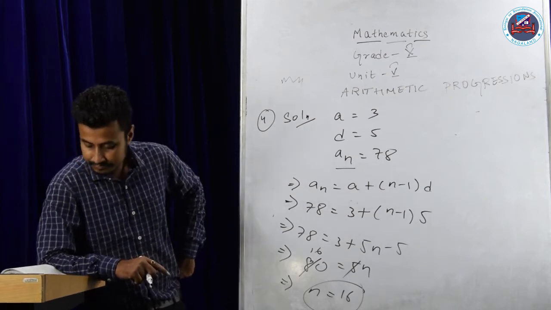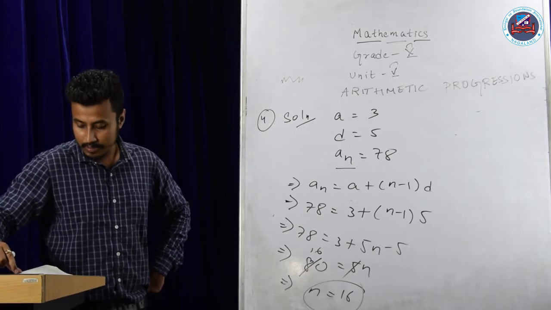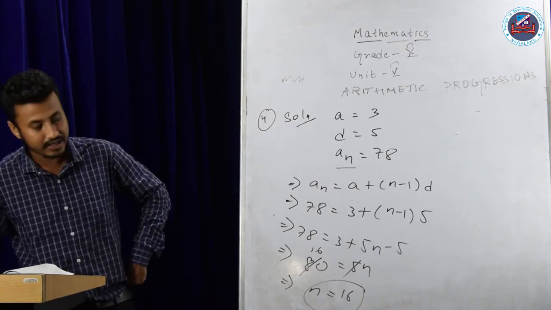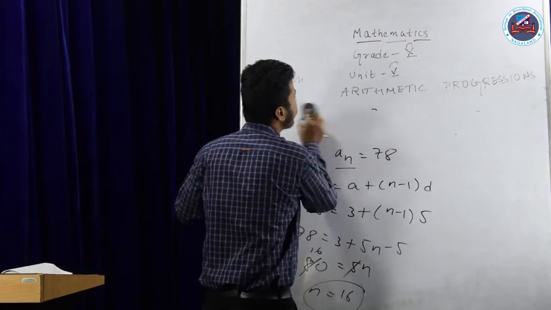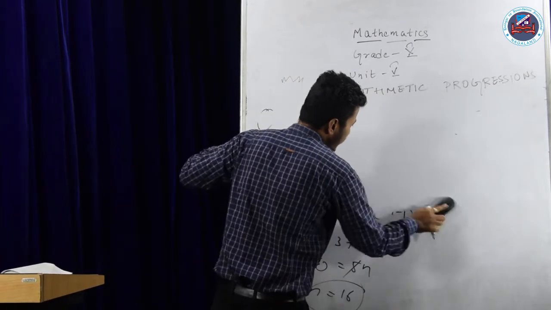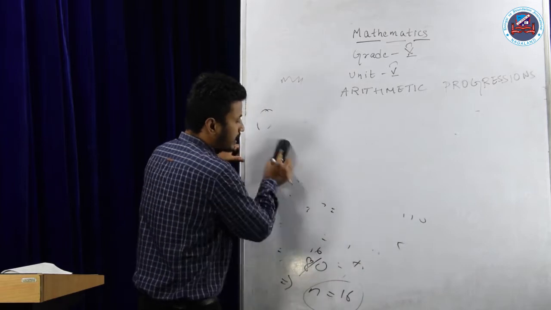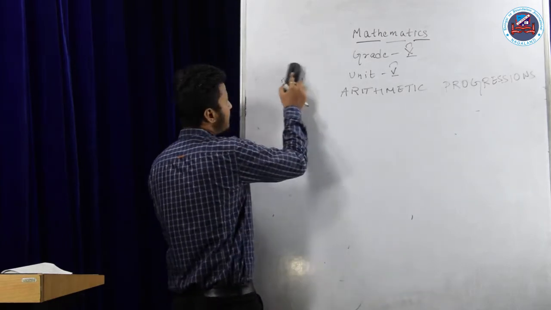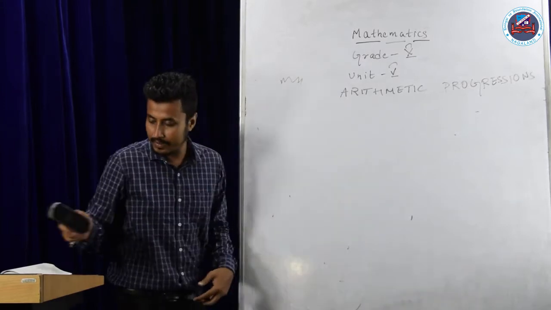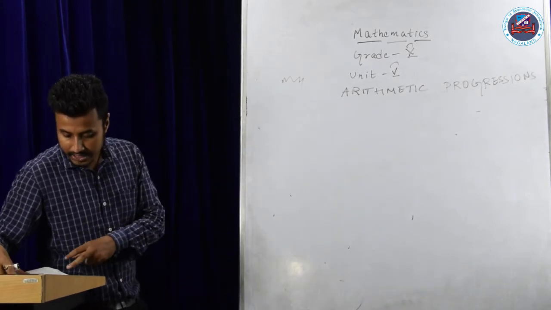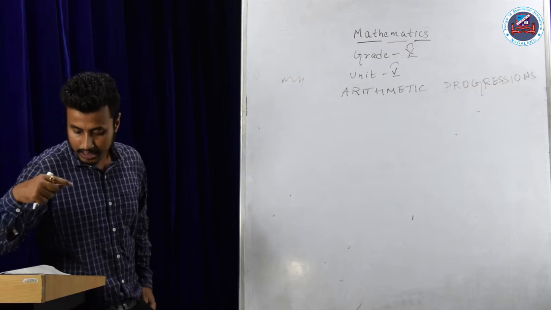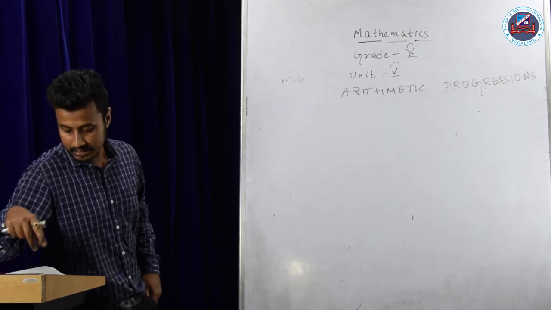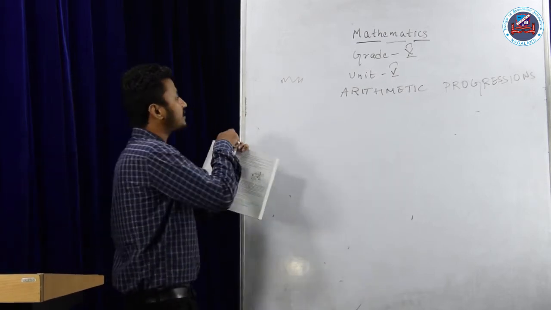Question number 7. Find the 31st term of an AP whose 11th term is 38 and 16th term is 73. Now this is a new type of question. Before proceeding to this question, I hope you remember linear equation in two variables, because the basics of linear equation is applicable in this question. The question says you have to find the 31st term of an AP whose 11th term is 38 and 16th term is 73. Now let's see what is given in the question.